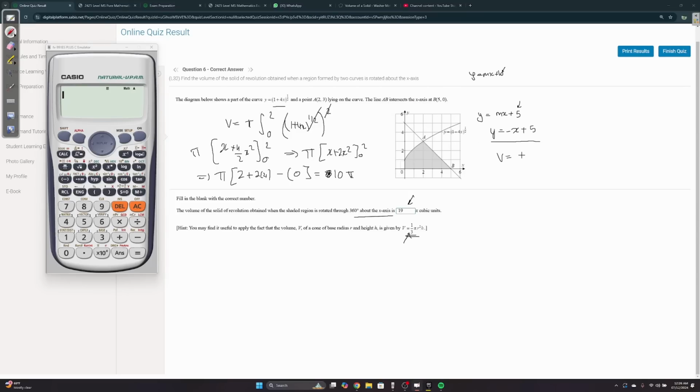If you want to use the formula, volume equals pi integral from 2 to 5 of (minus x plus 5) squared dx, and then substitute 2 and 5, you should get 9 pi, and then when you add them you also get 19 pi. I'm not going to continue to do it. You know how to integrate and substitute, okay, if you want to use this method.